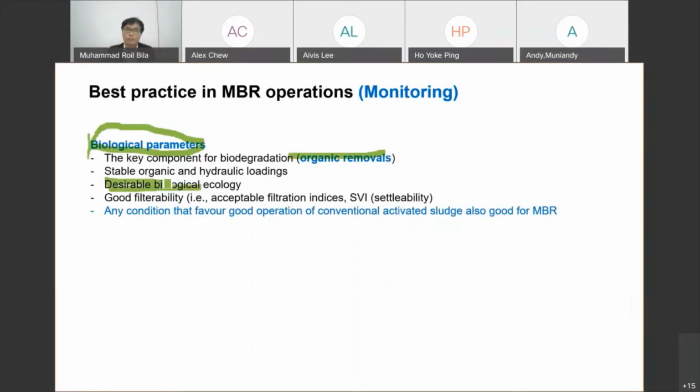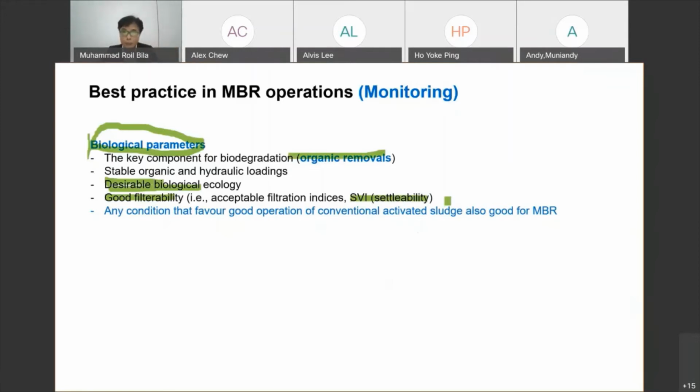And then stable. And then typically we want to have a sludge that is easy to filter. We call it good filterability. And the simplest way to look into this is by using SVI, sludge volume index. So basically, when you do the MBR, people will say that the best thing that can happen to MBR is actually the best thing that can happen to activated sludge. So if you are an operator of an activated sludge system and you want to run MBR, just do the same in terms of biology. You need to maintain the system to be stable. You need to maintain the aeration. You need to maintain the loadings to be stable, and so on and so forth.